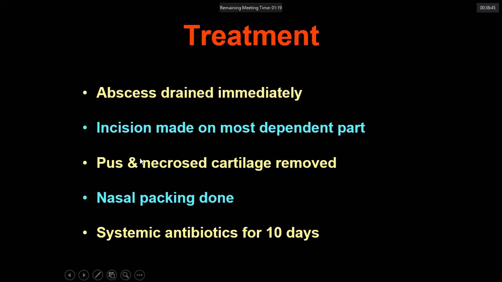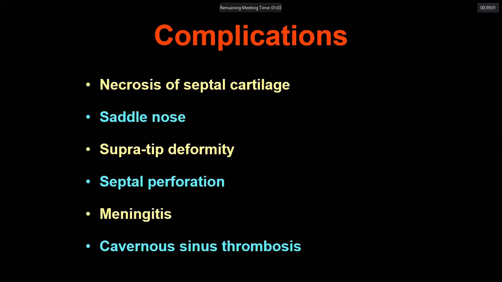Whenever there is a hematoma or abscess, the perichondrium is elevated. It is separated from the cartilage, and thereby the cartilage loses blood supply and hence there will be necrosis. Now complications: necrosis of the septal cartilage, saddle nose, supratip deformity, septal perforation, meningitis, because this is an inflammatory condition, and then there can be cavernous sinus thrombosis.